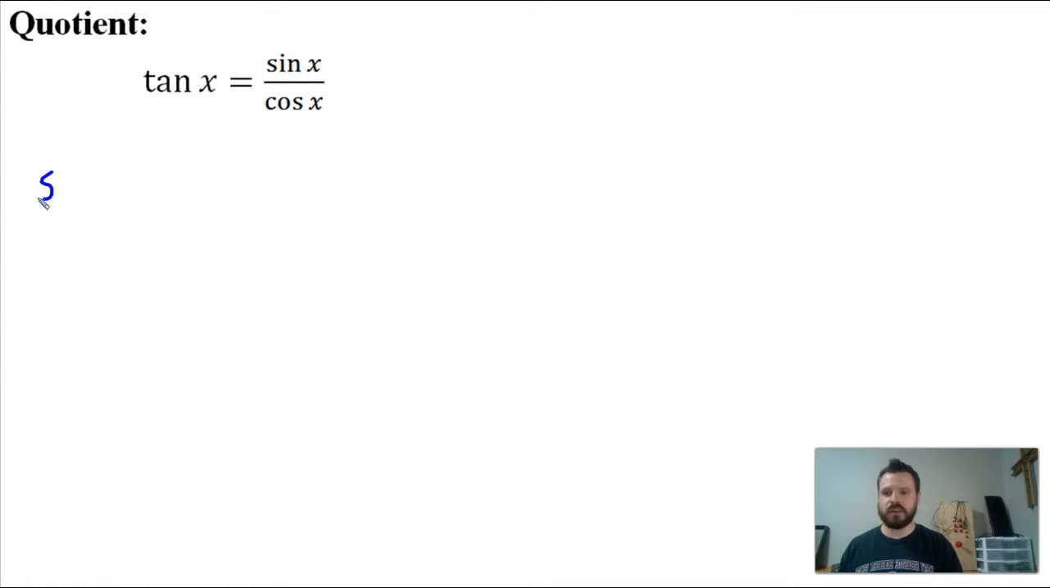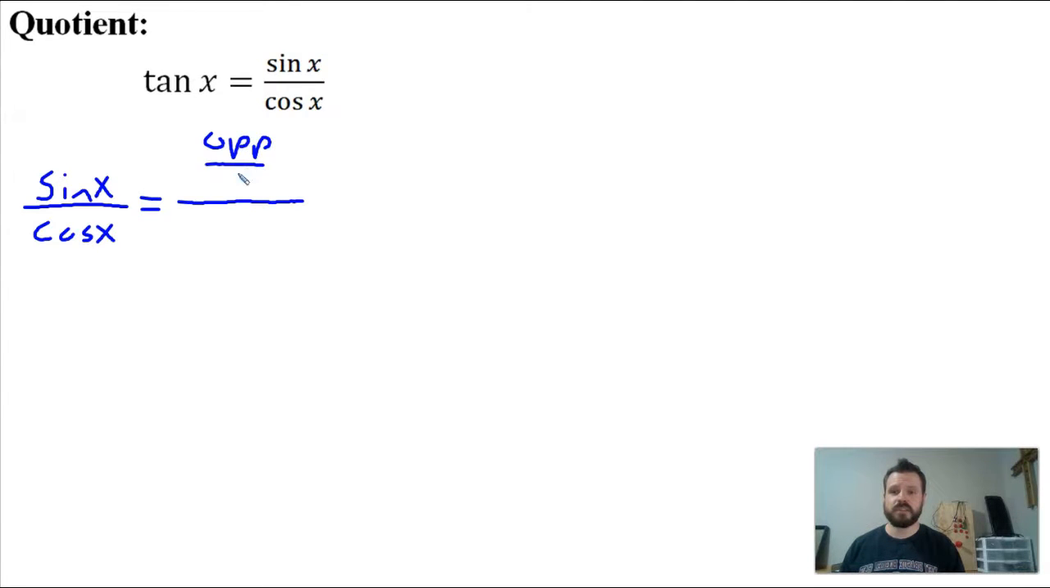I'm going to start with the right side of the equation. Let's say sine of x over cosine x. Now what is that equal to? By definition, we said that the sine of x in a right triangle is equal to the length of the opposite side over the hypotenuse. So I'm going to write opposite over hyp for opposite over hypotenuse. And same idea, the cosine we define as the adjacent over the hypotenuse. So when I say sine over cosine, we really mean opposite over hypotenuse over adjacent over hypotenuse.